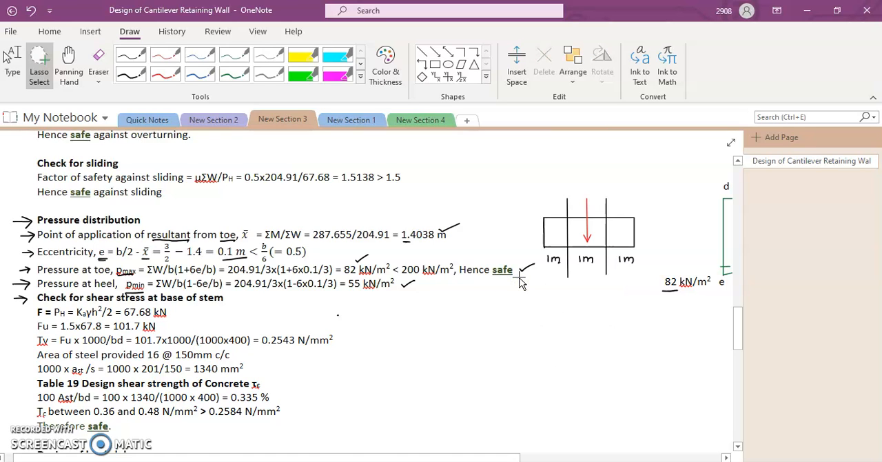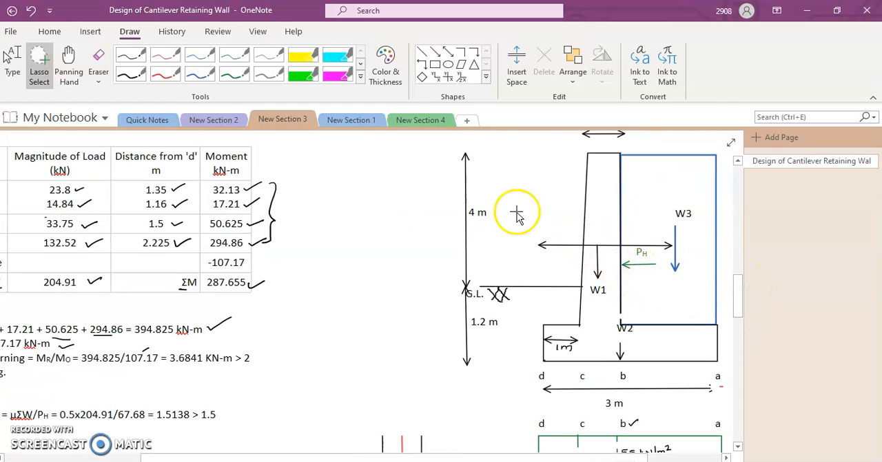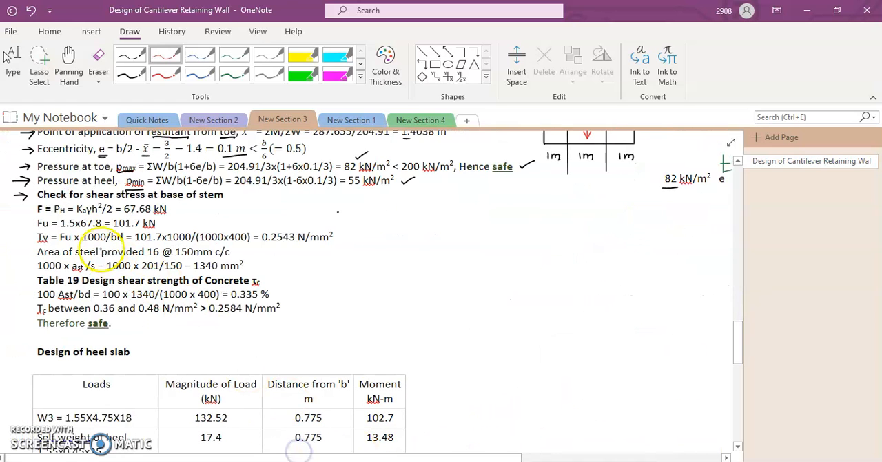Now in the case of a stem, the force which will cause it to shear is this force PH. So PH is perpendicular or transverse to the axis of the stem, and it might cause it to shear at this point here. So we need to find out whether it is safe in shear or not. The force due to PH is given by Ka gamma h square by 2. We have already done this before, and it is 67.68 kilonewton. That was the unfactored force. So the ultimate force after applying a factor of 1.5 is 101.7 kilonewton.